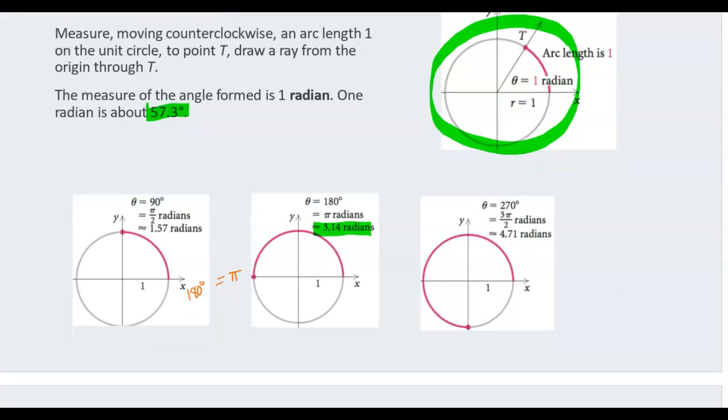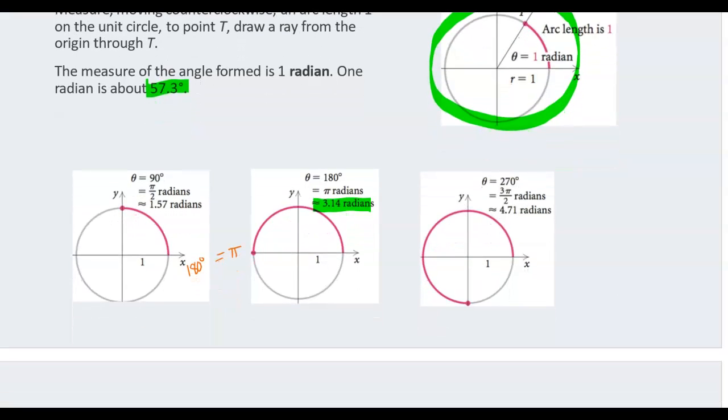And remember that when you list a value for radians, like here in this third example, we have 4.71 radians, we don't put the degree symbol. So if you mean for a measurement to be in degrees, you have to put the degree symbol. Otherwise, it's assumed to be radians.